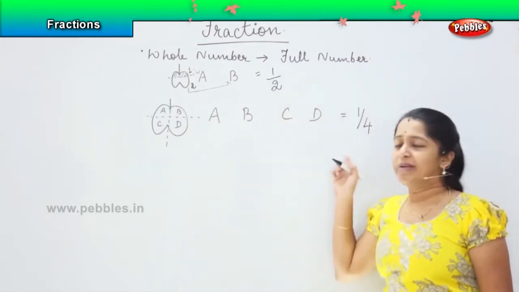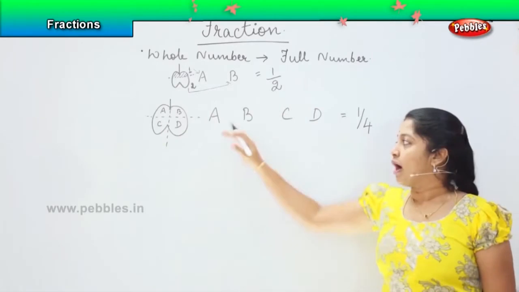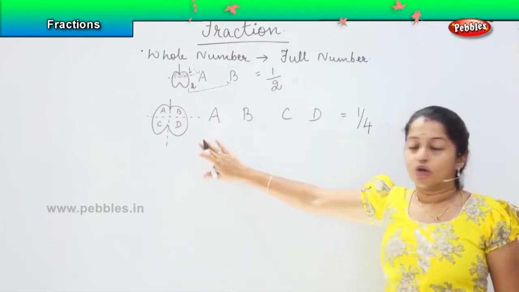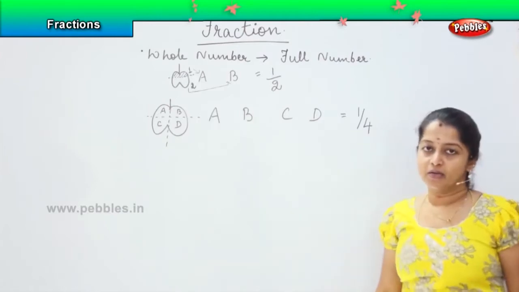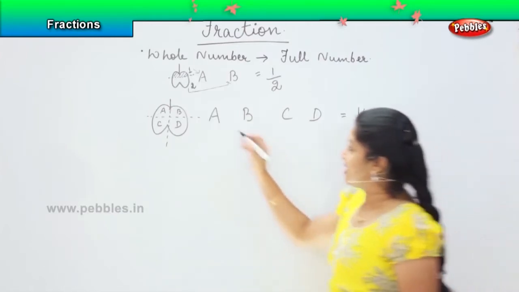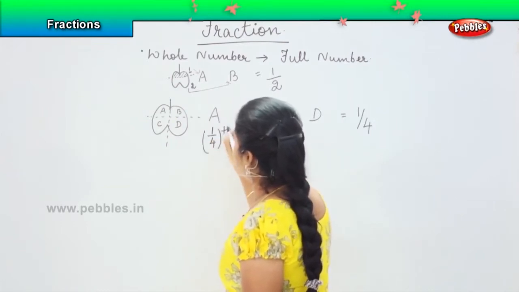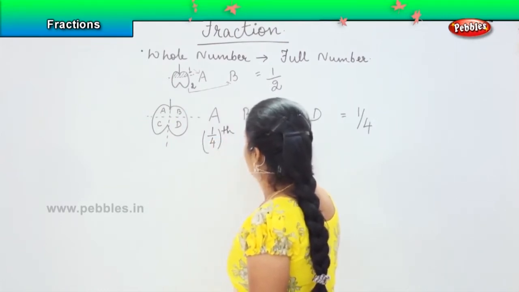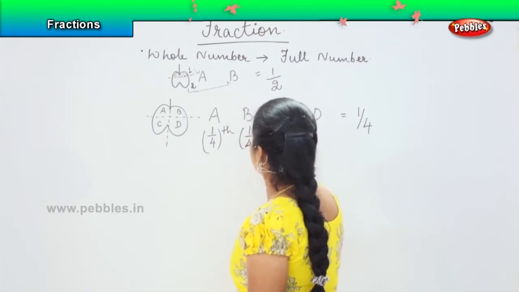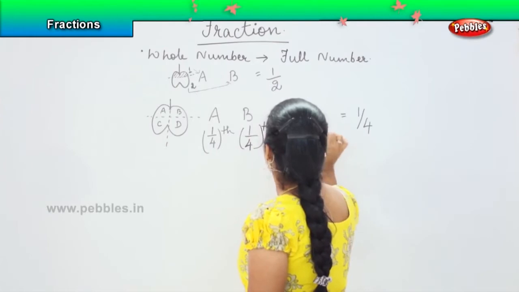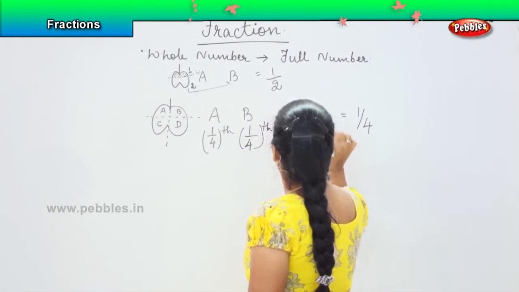So depending on how many members are there or how many parts I need to divide, I will be dividing that object into that many portions. So if you see, A has got 1/4 portion, B has got 1/4 portion, C has got 1/4 portion and D also has got 1/4 portion.